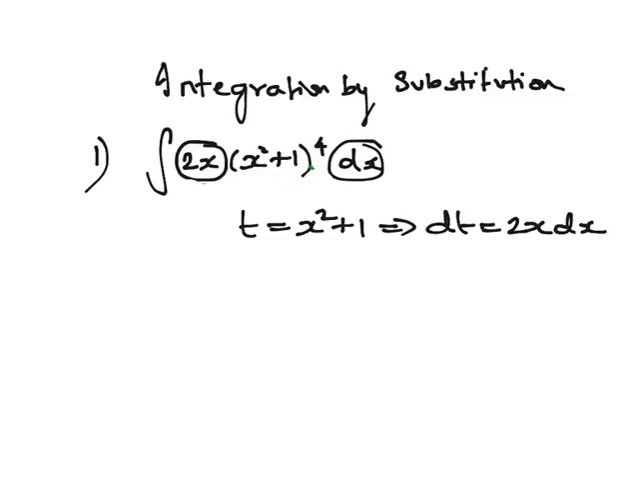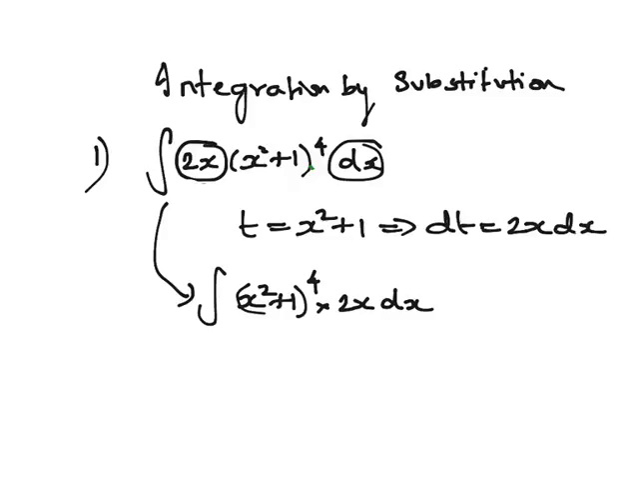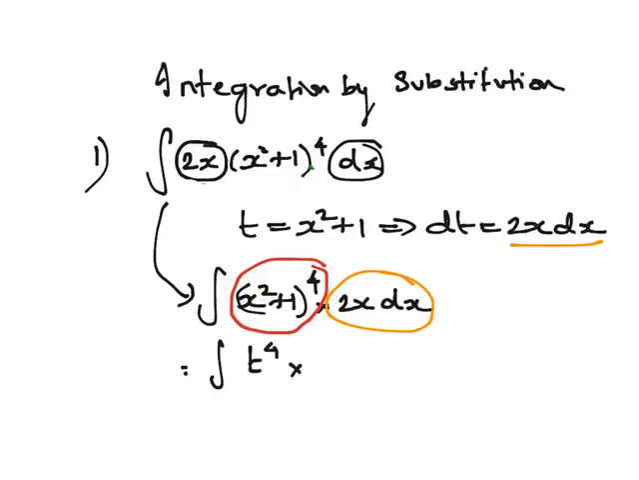Fine. So I'm going to take x squared plus 1 as t. Now, I can rewrite this as integral of (x squared plus 1) raised to 4 multiplied with 2x dx. So I can substitute now. I can write this as t raised to 4, and I can write this 2x dx as dt. Now this is easy to integrate, isn't it?